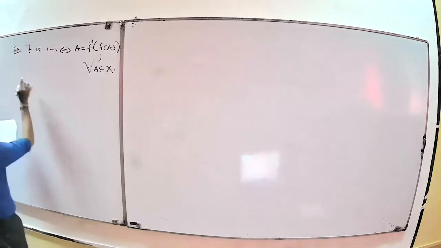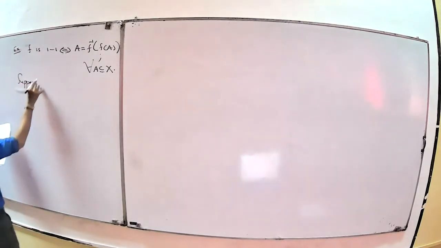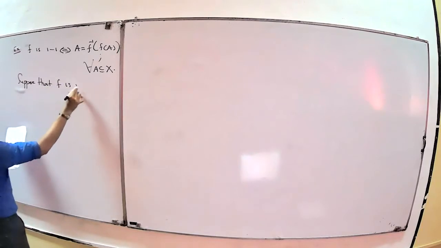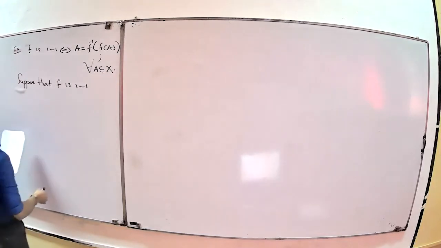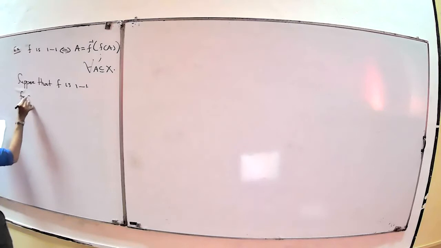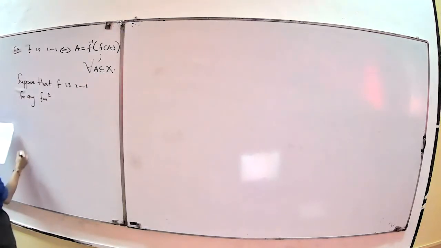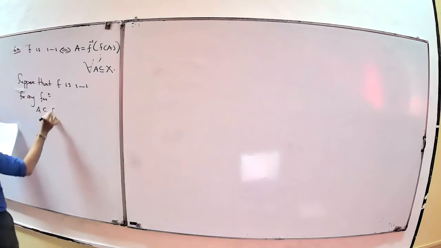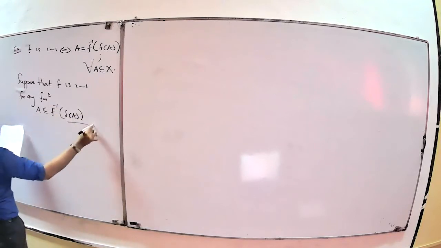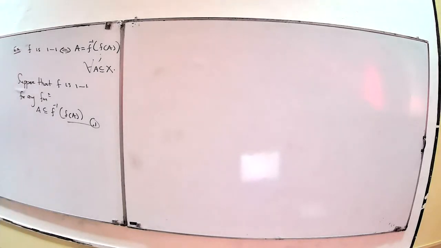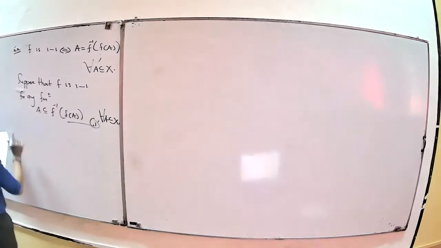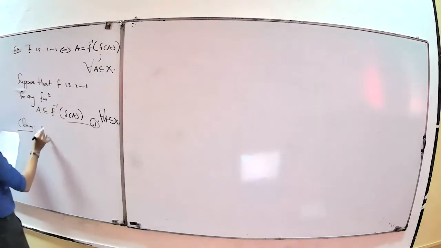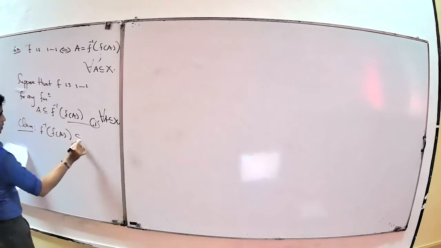Suppose that f is 1 to 1. For any function, we use the previous exercise. In the previous exercise we proved that A is a subset of f inverse of f of A. This one is true first, we already proved it for all A subset of X. Now your claim is you want to show that f inverse of f of A is a subset of A.